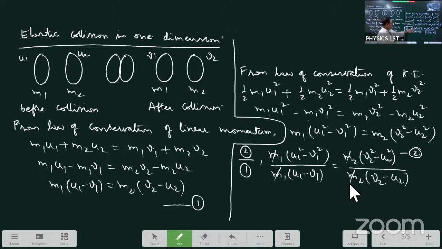Then you can split this in terms of a square minus b square formula. I repeat, a square minus b square is a minus b into a plus b. So a minus b cancels. So what remains? a plus b. So when you apply that mathematical formula, you will get u1 plus v1 is equal to v2 plus u2. Okay, it is the third equation.